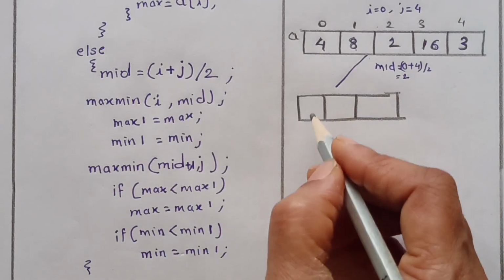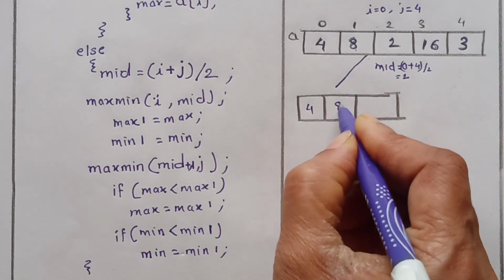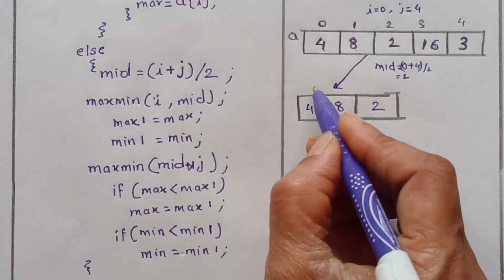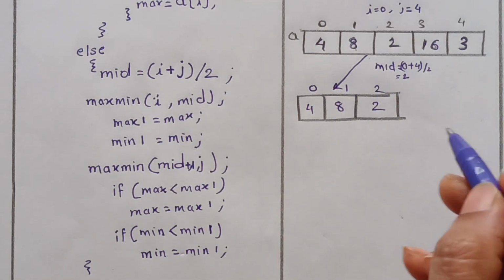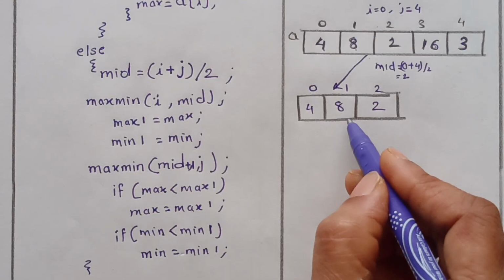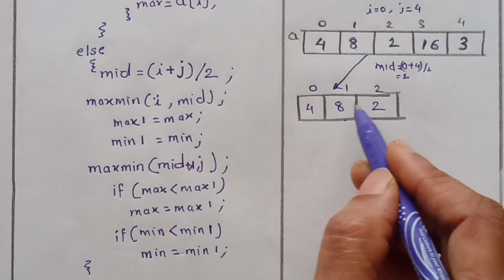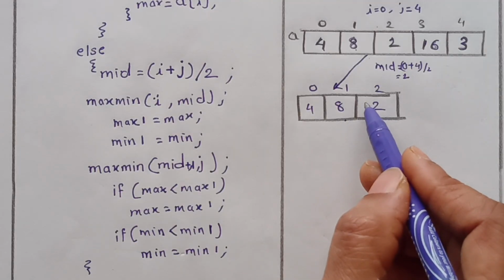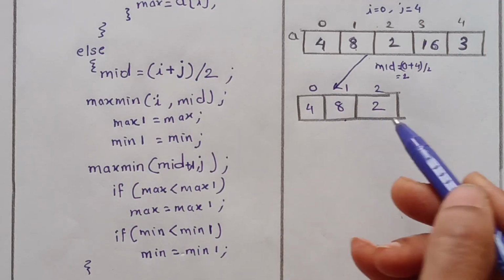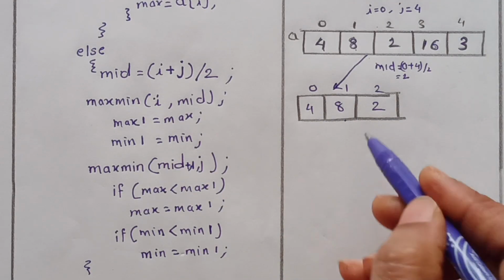Array you are creating here. Okay, here 4, 8 and 2. So here index values are 0, 1 and 2. Okay, so here again this will be divided into two parts, because these are more than 2. Okay, if array elements are more than 2, then we are dividing that array into two parts.